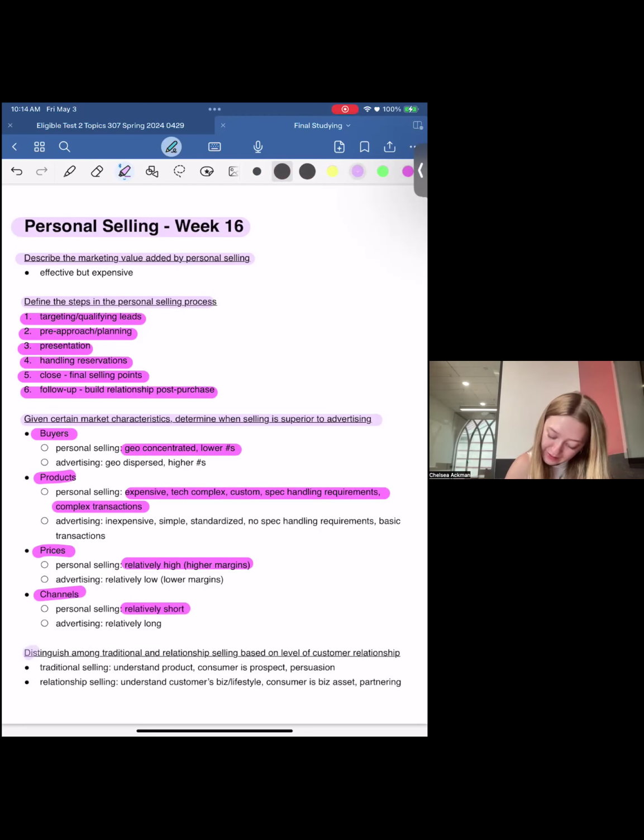And then lastly, distinguish among traditional and relationship selling based on the level of the customer relationship. Traditional selling, you're trying to understand the product, the consumer is the prospect, and you're using persuasion. I'm just gonna highlight this. And then relationship selling, you're understanding the customer's business and lifestyle. The consumer is a business asset, and you're much more partnering with the consumer.